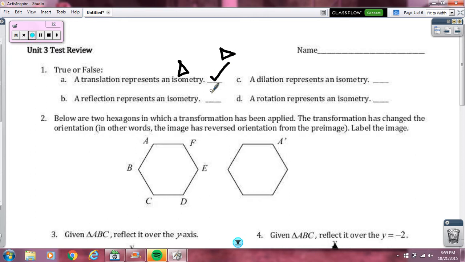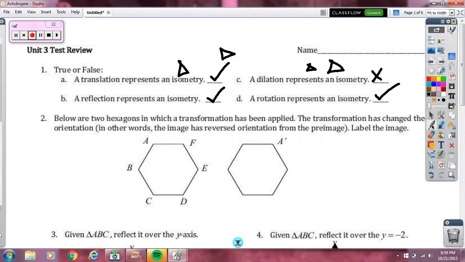In a reflection, I'm just flipping it over a line of symmetry, so my original and my new shape are the same size. In a dilation, though, one of them's little, one of them's big, so that is not an isometry. And last one, a rotation. I'm just turning it, so I'm not changing its size. That one is an isometry. Next question. Below are two hexagons in which a transformation has been applied.